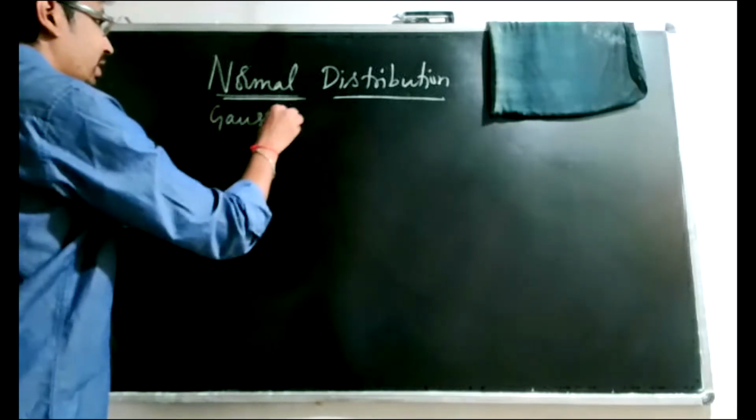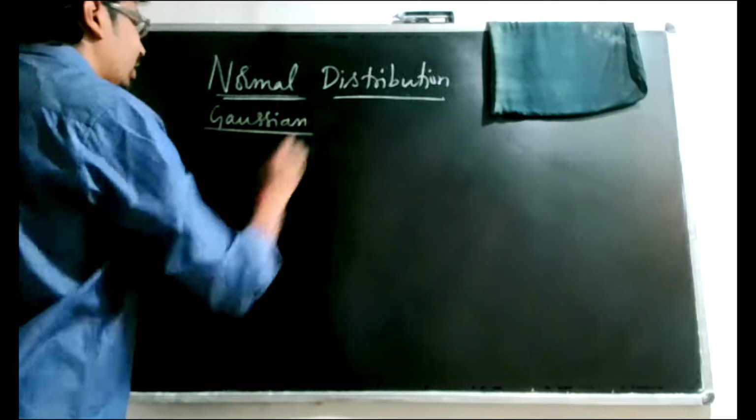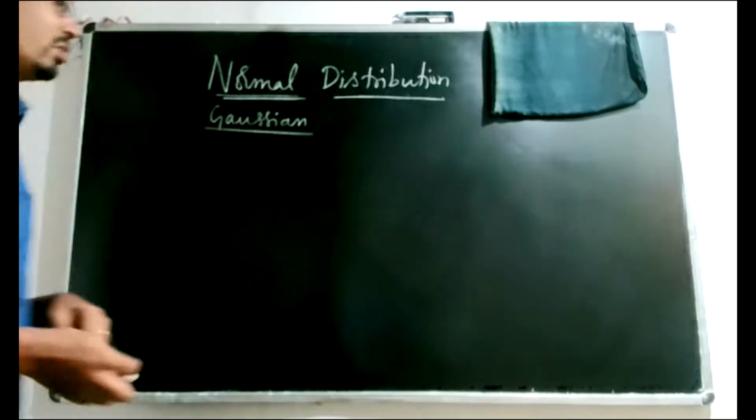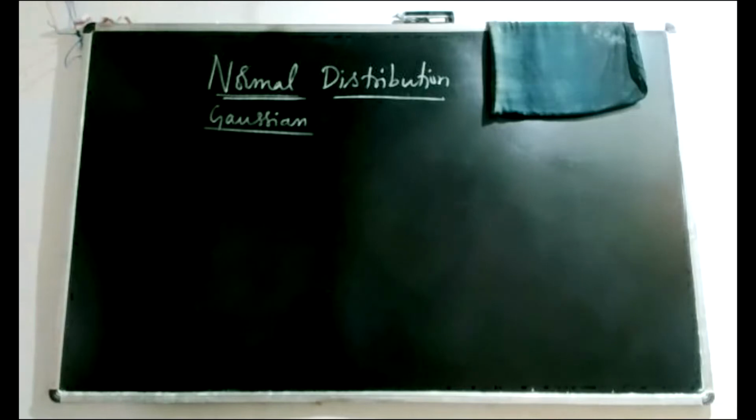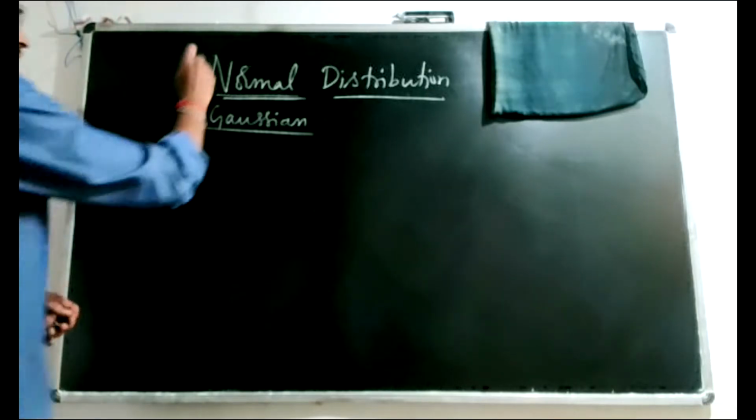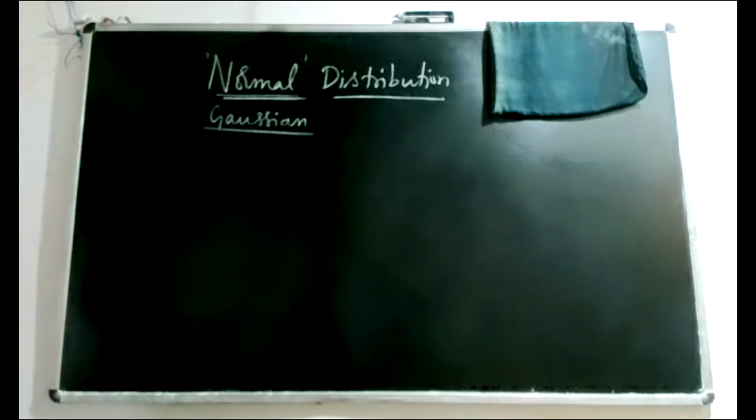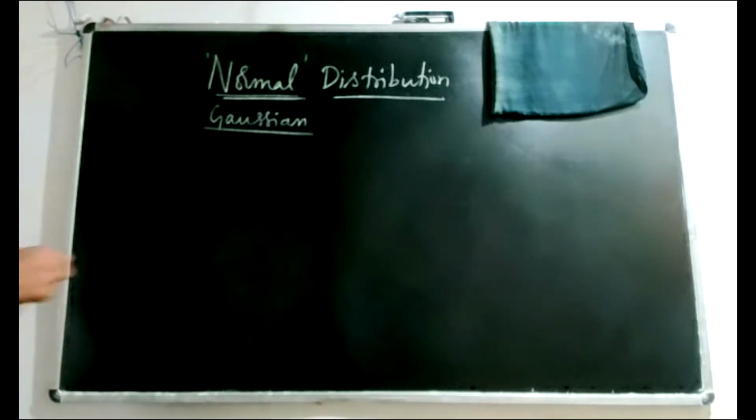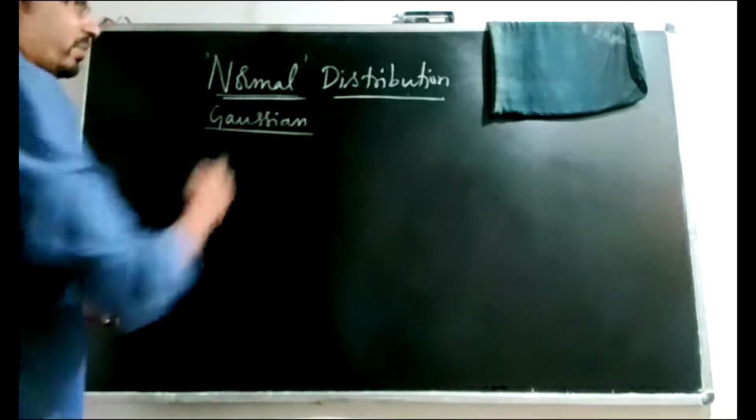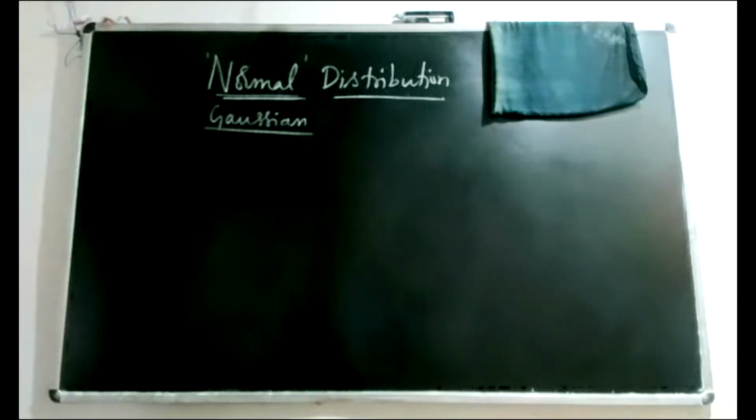This was given by the famous mathematician Gauss, and hence it is also called the Gaussian distribution after him. Now coming to the word normal, most of the distributions or variables that we observe in nature normally tend to behave with respect to this distribution. So that's why they have given the name normal distribution.